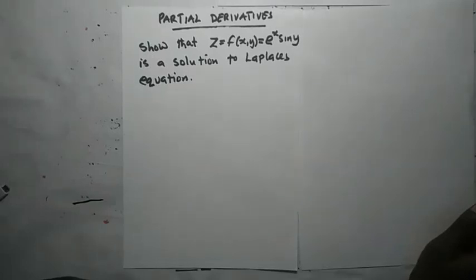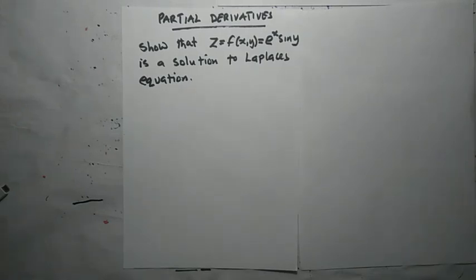In this lesson, we'll look at a problem that involves partial derivatives and Laplace's equations. So the question says, show that z, which is equal to f(x, y), is equal to e to the power x sine y, is a solution to Laplace's equation.